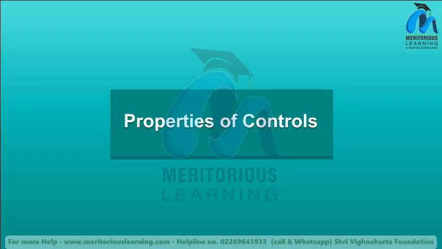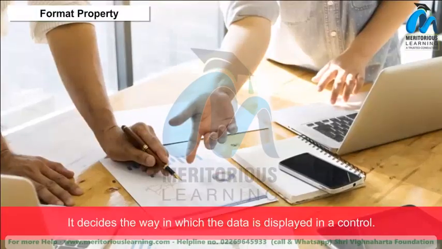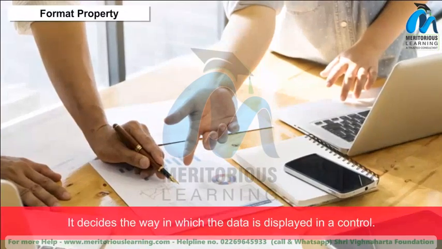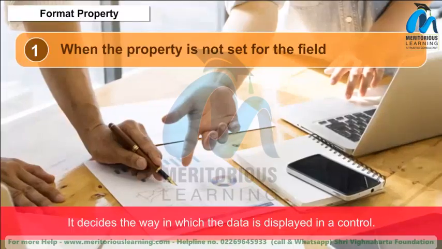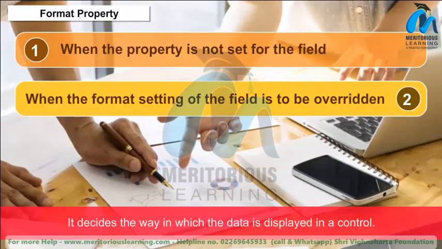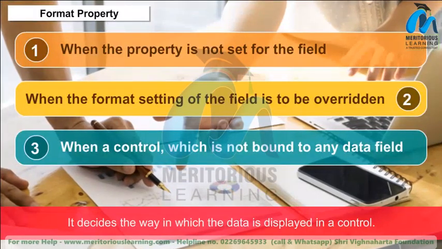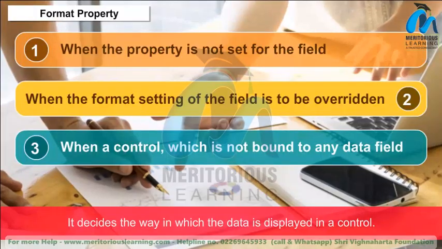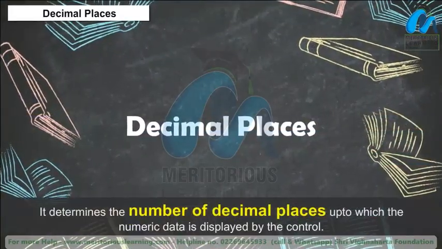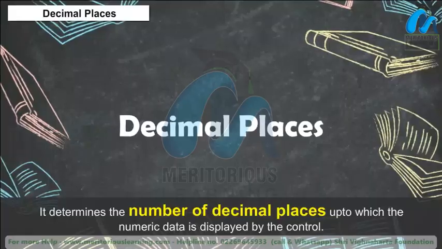Properties of controls. Format property. It decides the way in which the data is displayed in a control. It is set and used in three situations. 1. When the property is not set for the field. 2. When the format setting of the field is to be overridden. 3. When a control, which is not bound to any data field, is to be displayed in a particular manner. Decimal places. It determines the number of decimal places up to which the numeric data is displayed by the control.